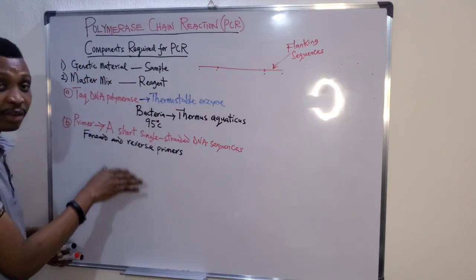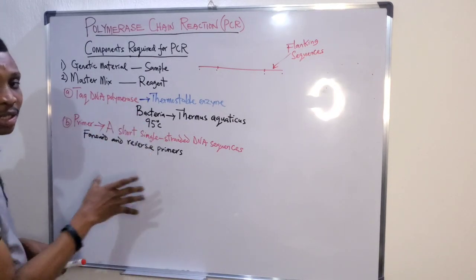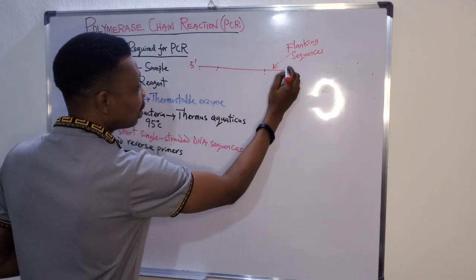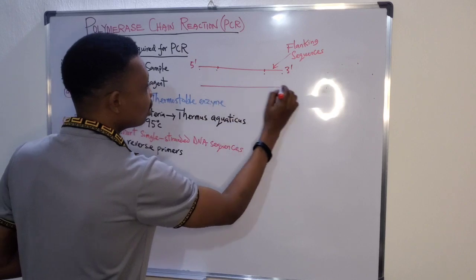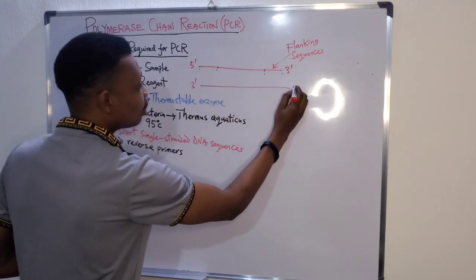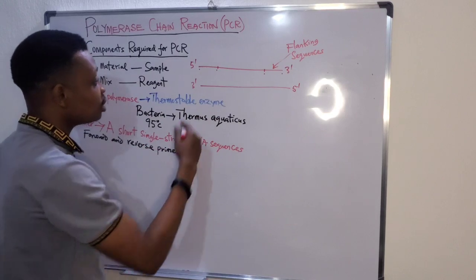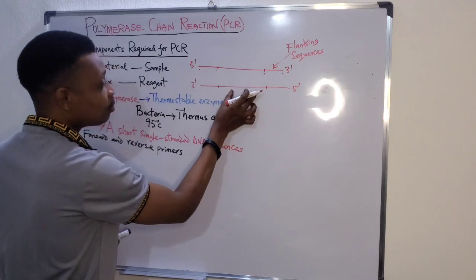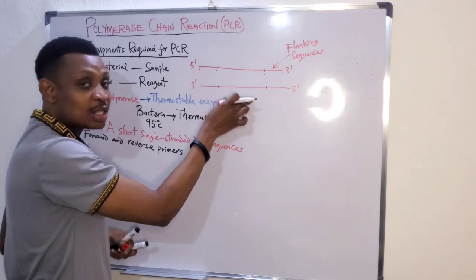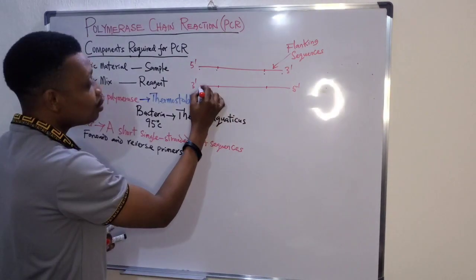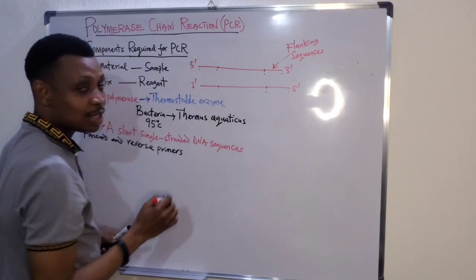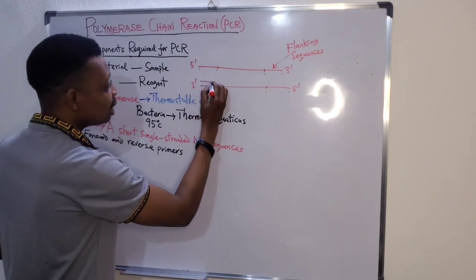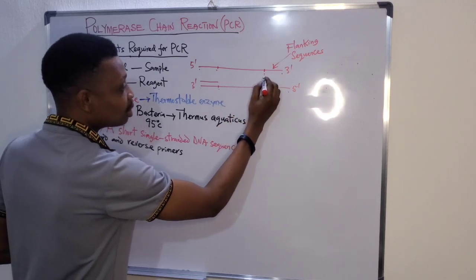So the forward and the reverse primers bind to the flanking sequences. So let's assume this is the first strand, 5 prime to 3 prime, and then this is the second strand, 3 prime to 5 prime, because they must be complementary with each other. And this is where the specific nucleic acid sequences of interest are located. So from this point to this point and this point to this point are the flanking sequences. So the forward primers will bind there, while the reverse primers will bind there.